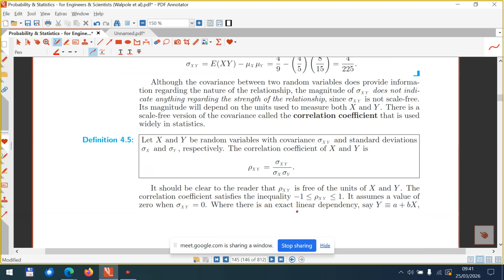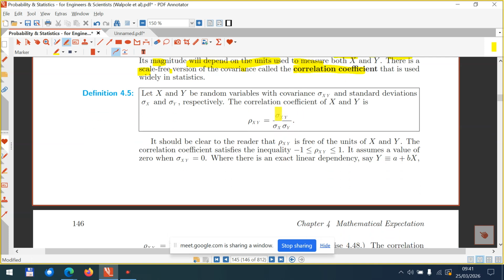This is a new definition which is called the correlation coefficient, right? And the thing I just told you is this sigma xy is not scale free, it depends on the scale. And it will also depend on the units, right? So you need a scale free version of covariance, and that is called correlation coefficient. What it does is this: it divides the covariance by both the standard deviations. It first divides it by the standard deviation of x, and then it divides it by the standard deviation of y.